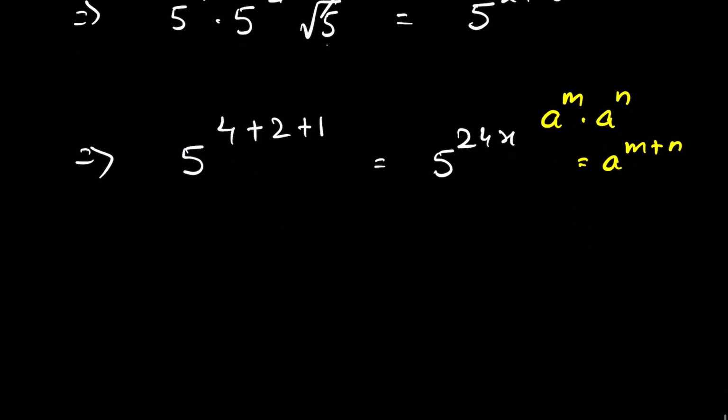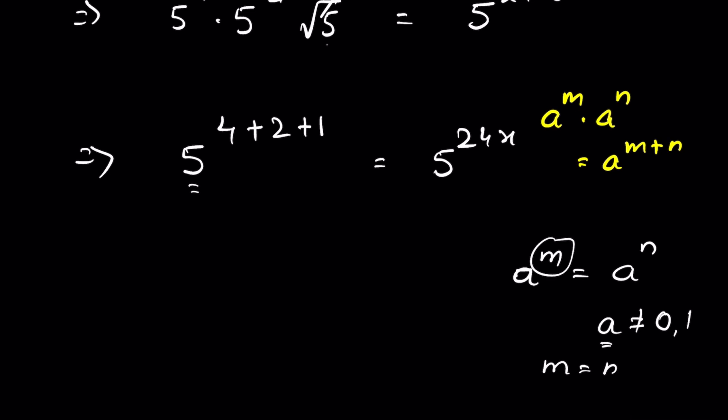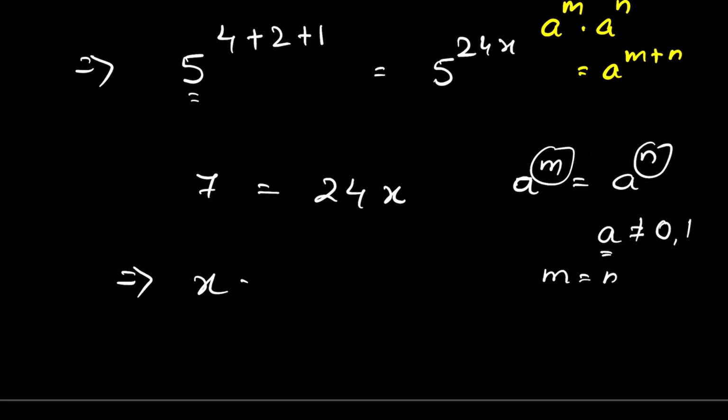Again, there is a rule: if a raised to the power m is equal to a raised to the power n and a is not equal to 0 or 1, here a is 5, then m is equal to n. So this is equal to this. So 7 is equal to 24x, or x is equal to 7 upon 24. So this is the value of x.